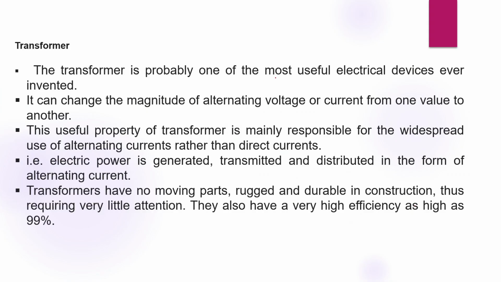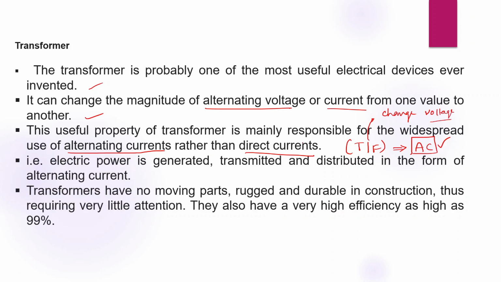So the transformer is probably one of the most useful electrical devices ever invented. It can change the magnitude of alternating voltage or current from one value to another. This useful property of the transformer is mainly responsible for the widespread use of AC rather than DC. Just because of the transformer's function, AC is universally used, because we have a facility to change the voltage level at any required point. We can change the voltage level from one value to another using a transformer, and that is possible in AC circuits only.